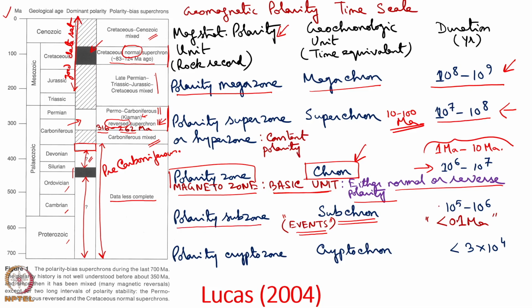Its duration can be 10 to the power 5 to 10 to the power 6 years, which means it will be 0.1 to 1 million years. Polarity subzone can be divided into polarity cryptozones or cryptochron, where the duration can be less than 3 multiplied by 10 to the power 4 years. We discussed how the chron is defined. The question is how the chrons are divided into subchron and cryptochron.